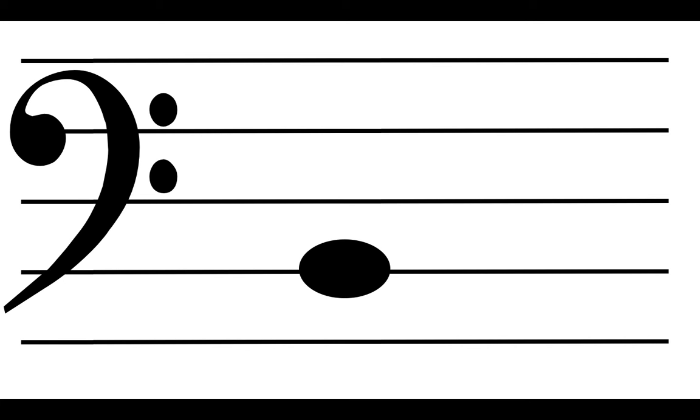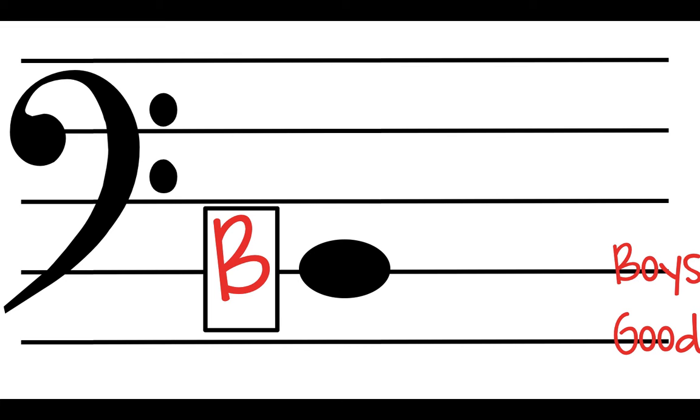All right, take some time to figure out what this is. This is a line note. It has a line going through it, so we know it's a line note. So we say our sentence, good boys, B. This note is B.